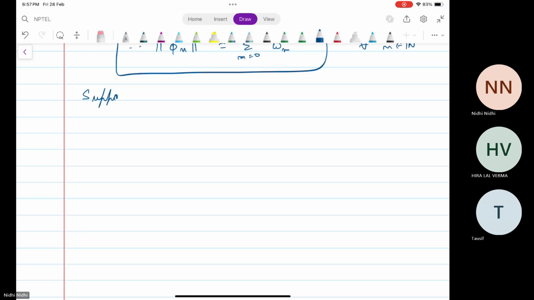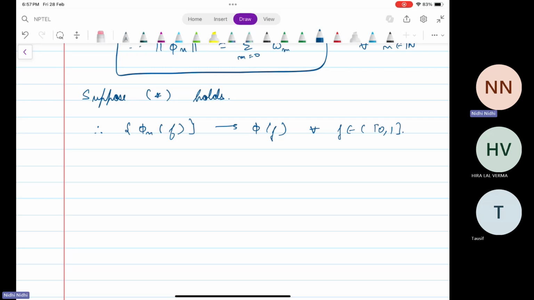Suppose star holds. Therefore, we have phi n f converges to phi f for every f in C01. Now, since C01 is a Banach space, we can use the uniform boundedness principle, and this pointwise convergence will give us uniform boundedness.